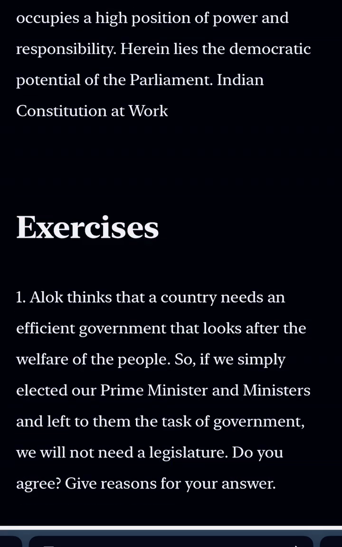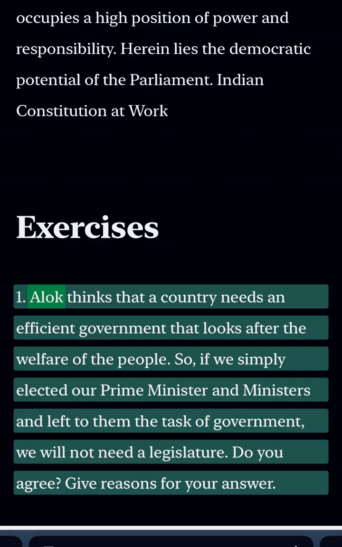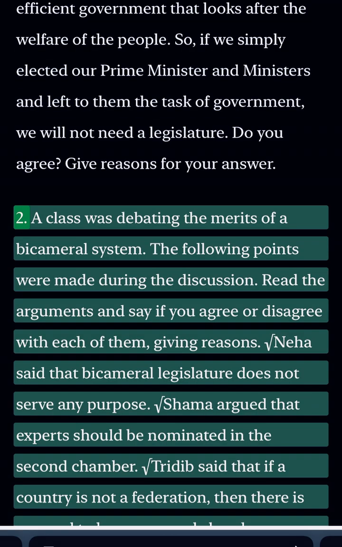Indian Constitution at work. Exercises. 1. Locke thinks that a country needs an efficient government that looks after the welfare of the people. So if we simply elected our Prime Minister and ministers and left to them the task of government, we will not need a legislature. Do you agree? Give reasons for your answer.